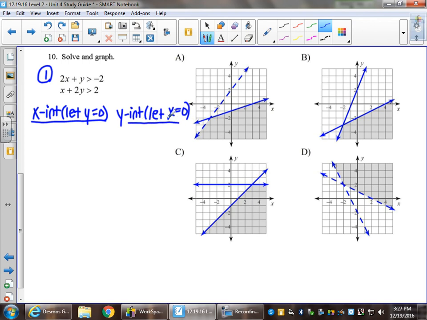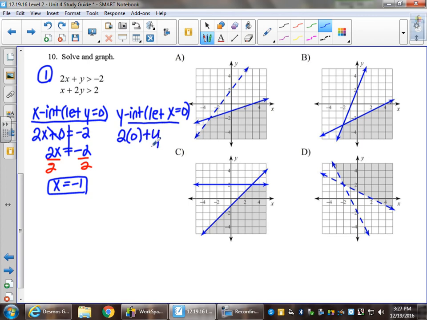We should have a certain confidence that approaching it this way, we'll get it right every time. So 2x plus 0 equals negative 2. 2x equals negative 2. Divide by 2. Divide by 2. X equals negative 1. And actually, I'm going to pause right there because I saw something even better. But let me finish this, and then we'll talk about it. 2 times 0 plus y equals negative 2. Y equals negative 2.